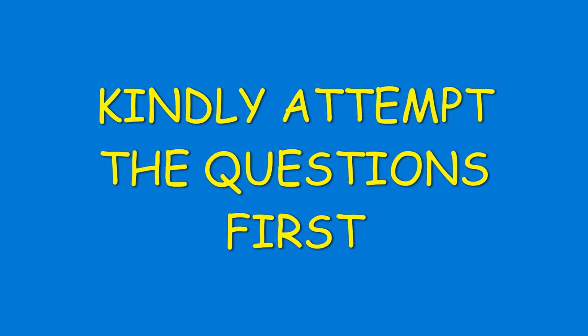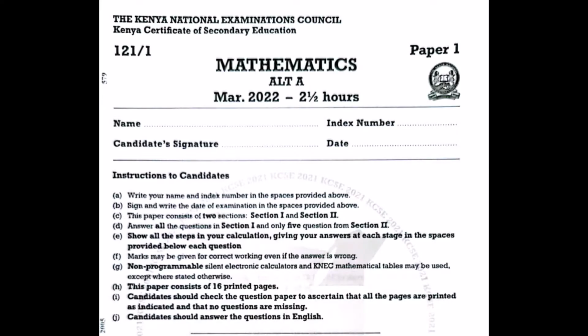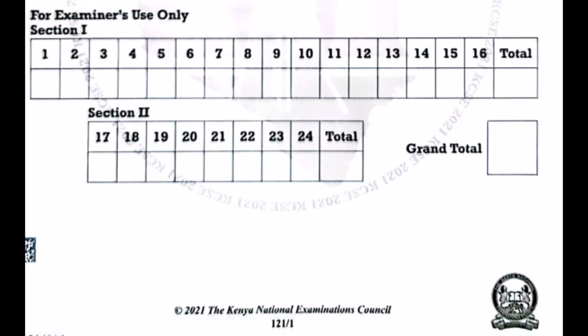A good paper will always start with a cover page. And there was the cover page, the instructions, they're very, very important. Of course, it's a full paper, 24 questions. 16 questions are short structured, compulsory. Then you choose 5 questions out of the 8.